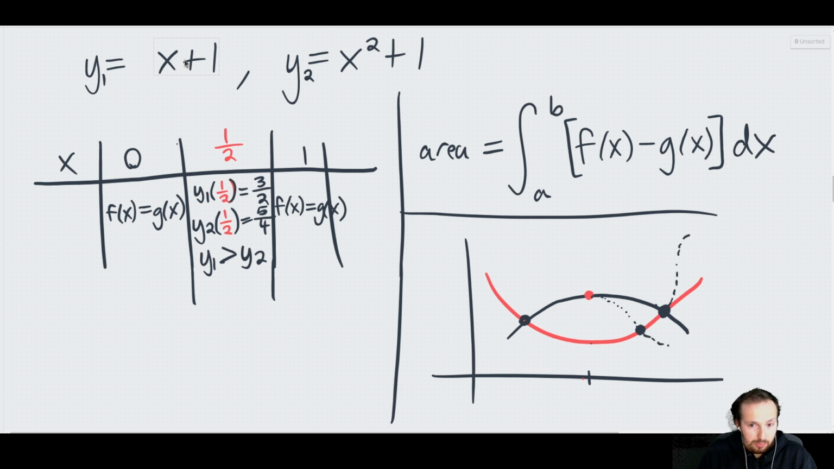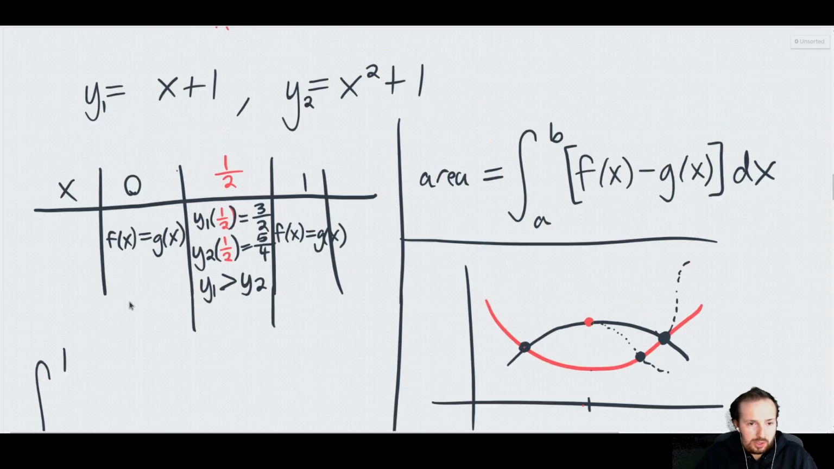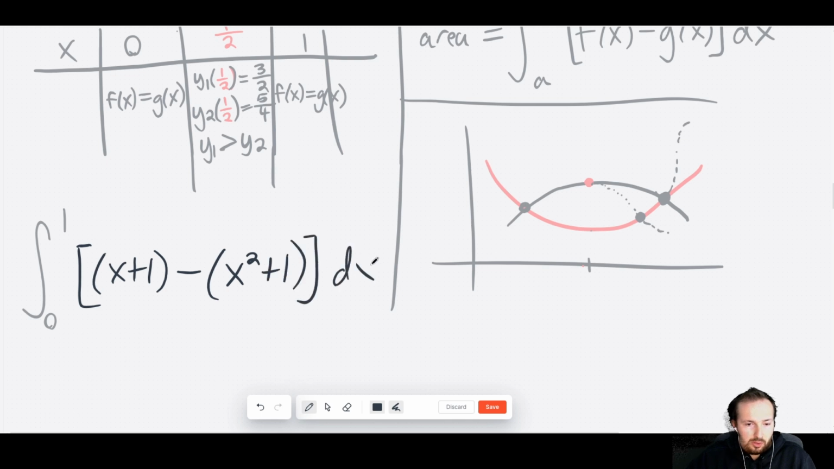y equals x plus 1. Hopefully that makes sense. Now let's put this into the integral. It's going to be the integral from 0 to 1 of the upper function, x plus 1, minus x squared plus 1, because that's the lower.